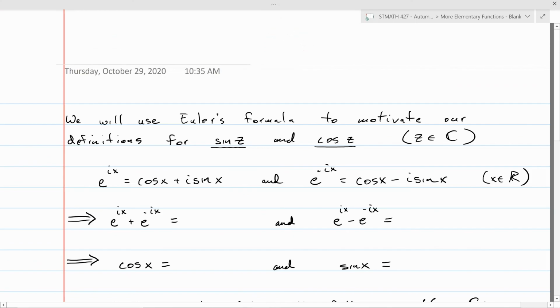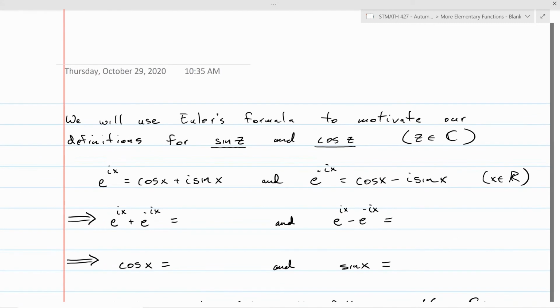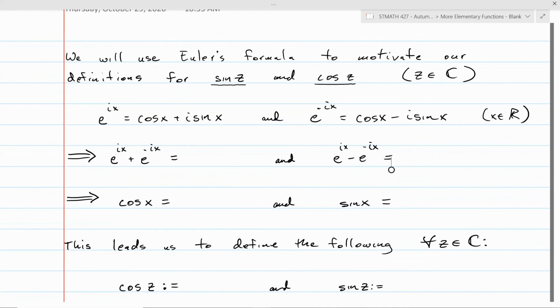Now what we want to do is expand Euler's formula to not just do e to the i times x, where x is a real number, but we want to get it to where we can do e to the i times z, basically. We want an Euler's formula for that. And this will also give us some motivation for how we define sine of z and cosine of z. So here's how we're going to define sine of z and cosine of z.